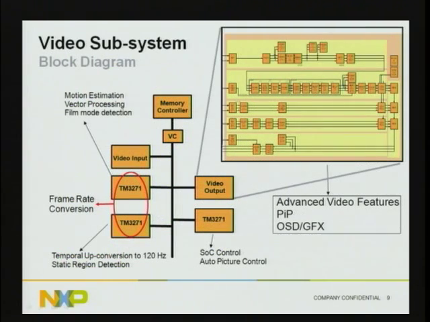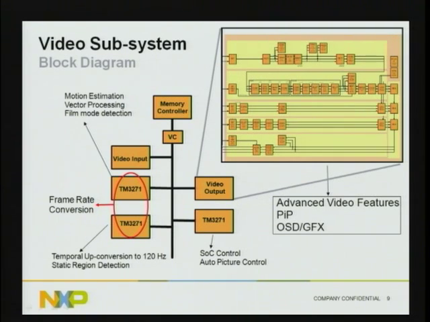Okay, so let me zoom into the video subsystem. Like I already mentioned, two of the three media processors, the Trimedia processors, take care of the full frame rate conversion. And you have to realize here that we're basically processing or outputting 1920 by 1080 progressive at 120 Hz. So you're talking about a 300 megapixel throughput rate that you need to get through your system.